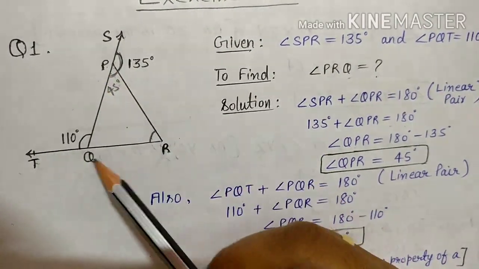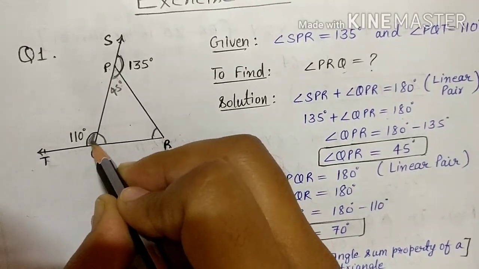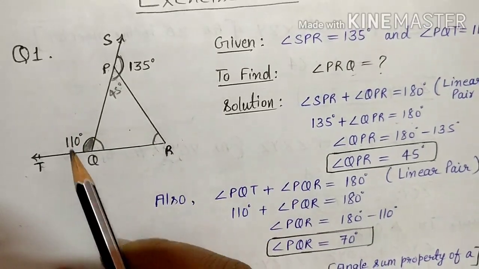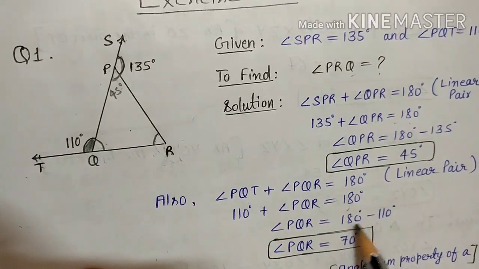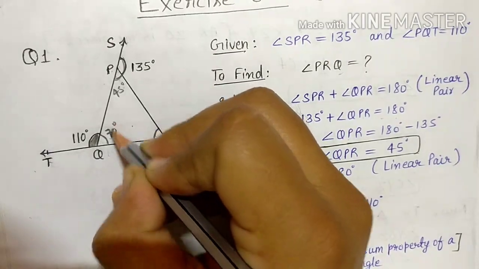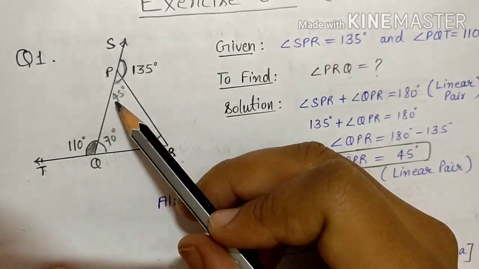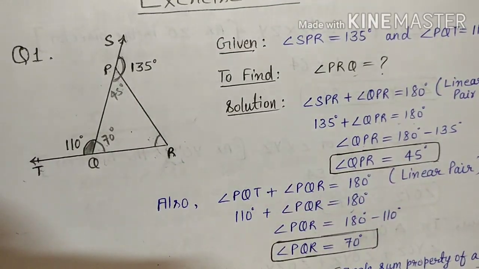Now PQT and angle PQR are also making a linear pair. This one is already given, and this one, they are making a linear pair. So 110 is given, so 110 plus this angle is 180. So 180 minus 110 gives angle PQR, 70 degrees. So we got this angle also, 70 degrees. Now what do we have to find? We have to find this angle, no? So we know very well the angle sum property of a triangle. The sum of all the angles of a triangle is how much? 180 degrees.